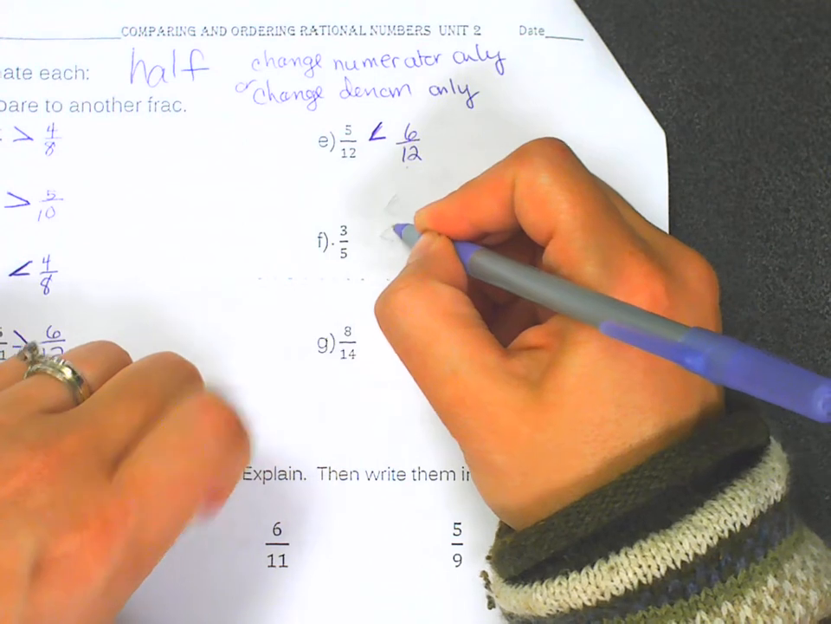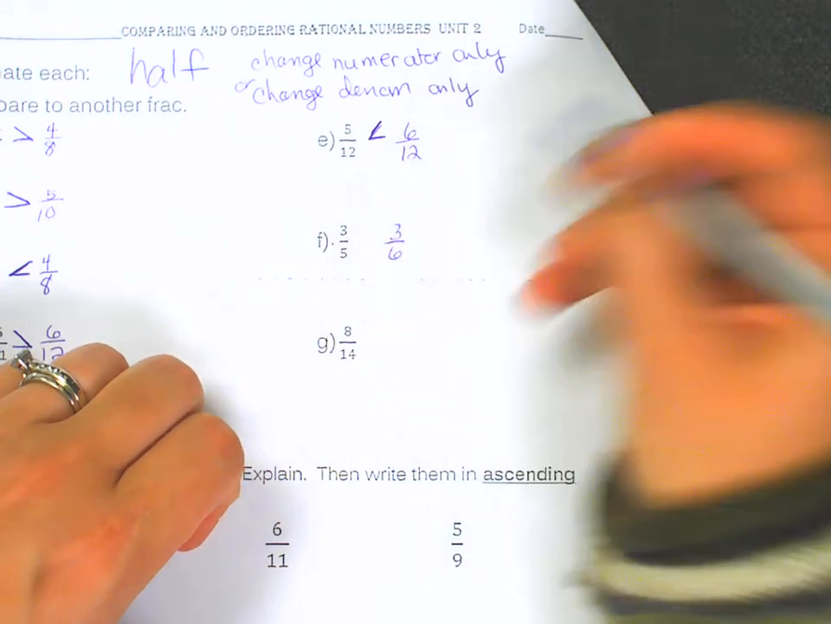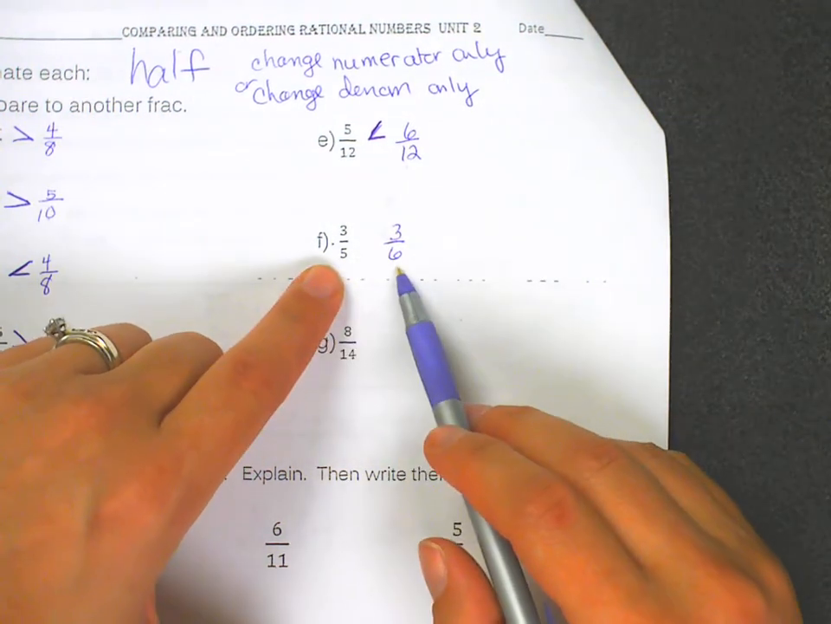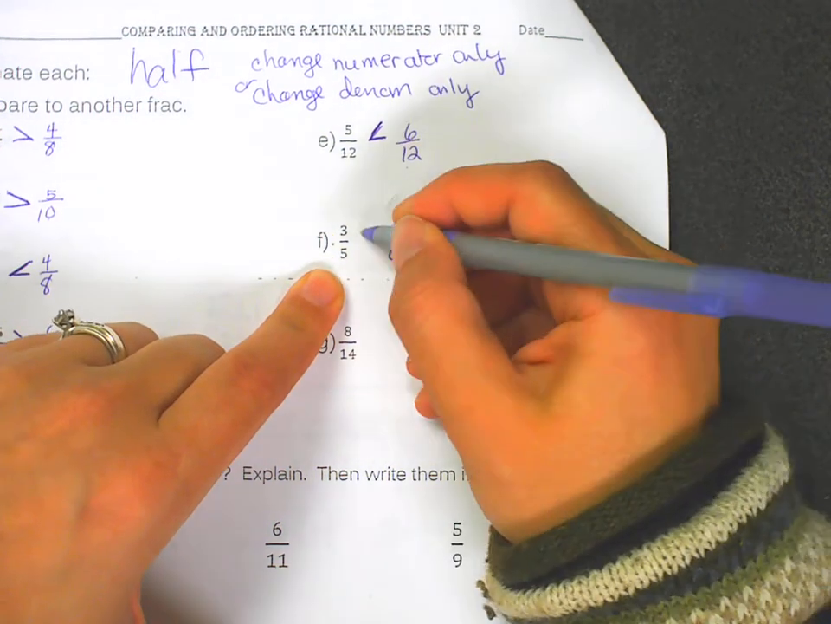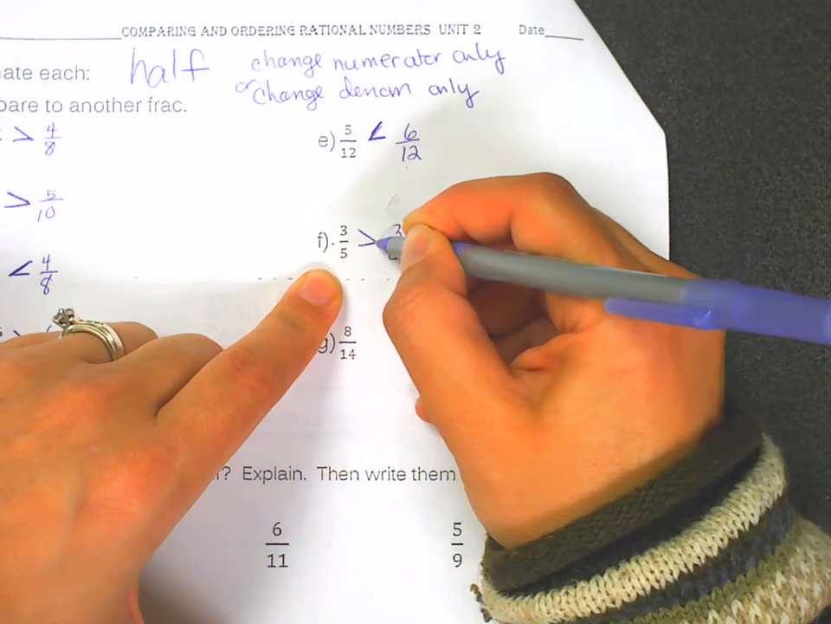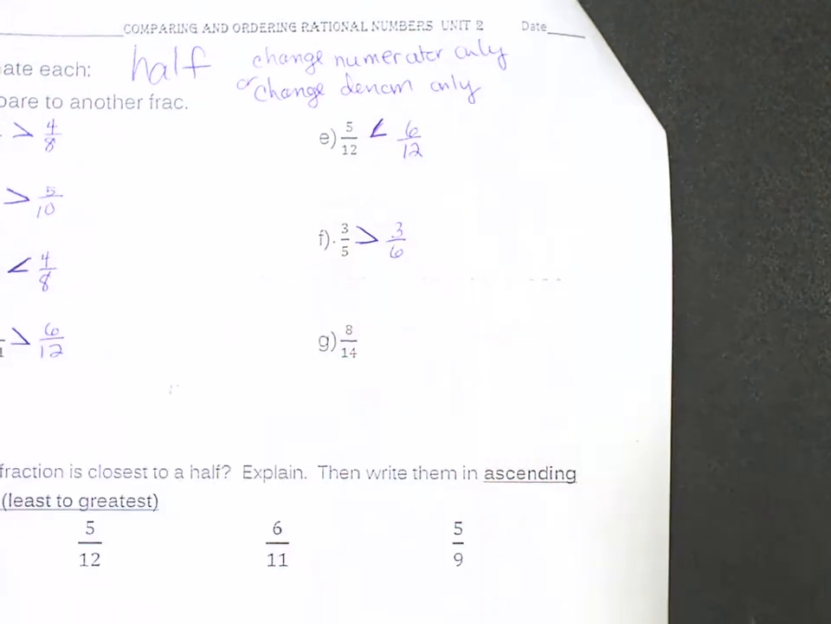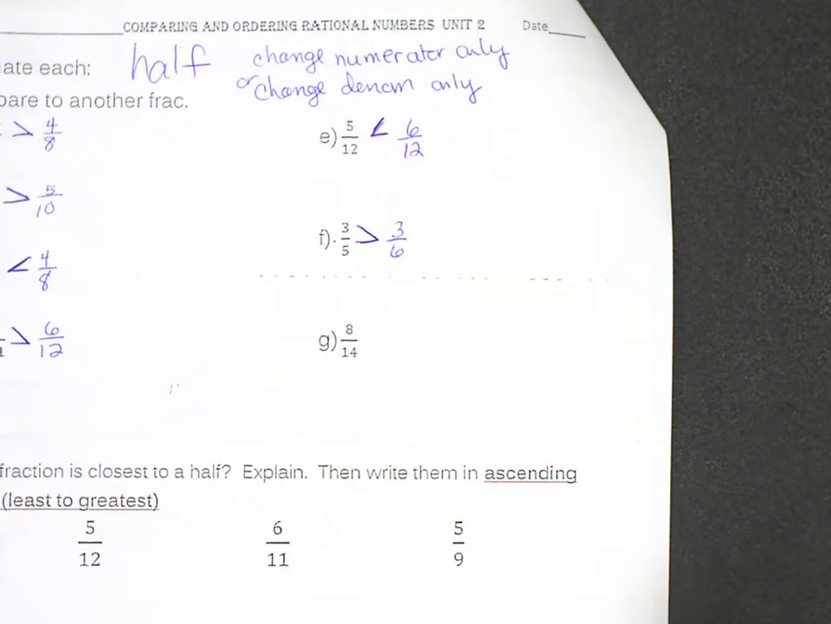Okay, so we got a half here. Looks like 3/6. My pizza's not the same size. I get the same amount, but I get smaller slices at the 6-person party. So 3/5 is slightly greater than a half.